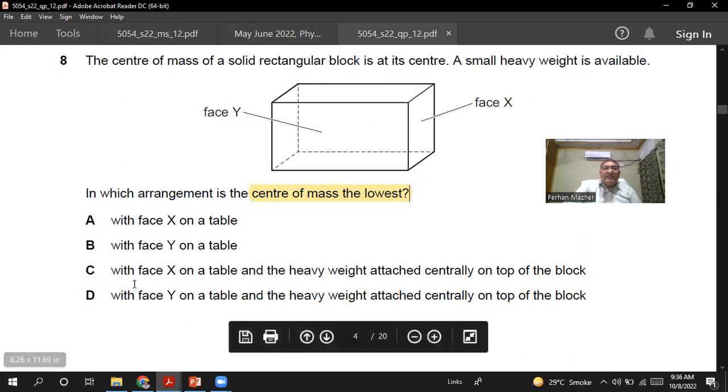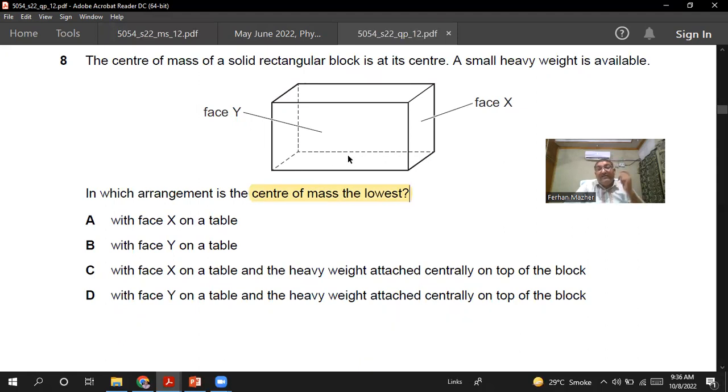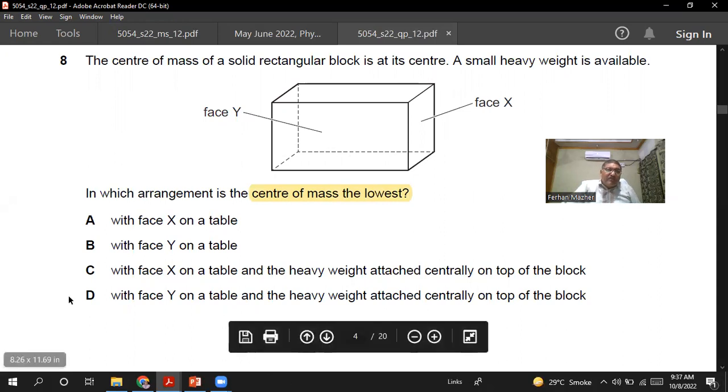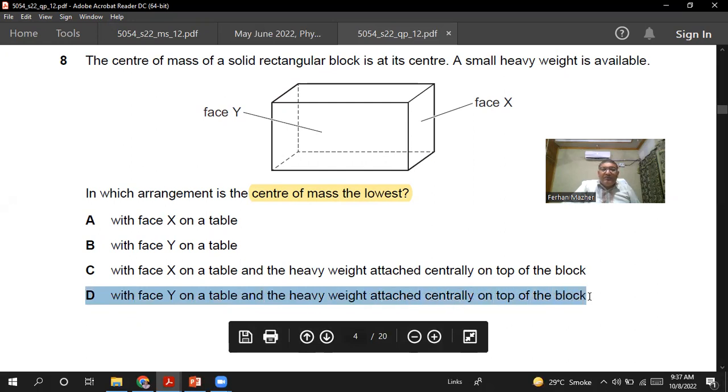With the face X on the table, now that's not wrong. But in that case, the height will be higher. So the center of the mass will become higher if the face X is downward. With the face Y on a table, yes, that is true. With the face X on the table and the heavy weight attached centrally on the top of the block, that is wrong. The face X should not be down. With the face Y on the table and the heavy weight attached centrally on top of the block, yeah, that can be. So I think D looks the best option, sir, because we also have to put that mass there. So I think D is the right option.